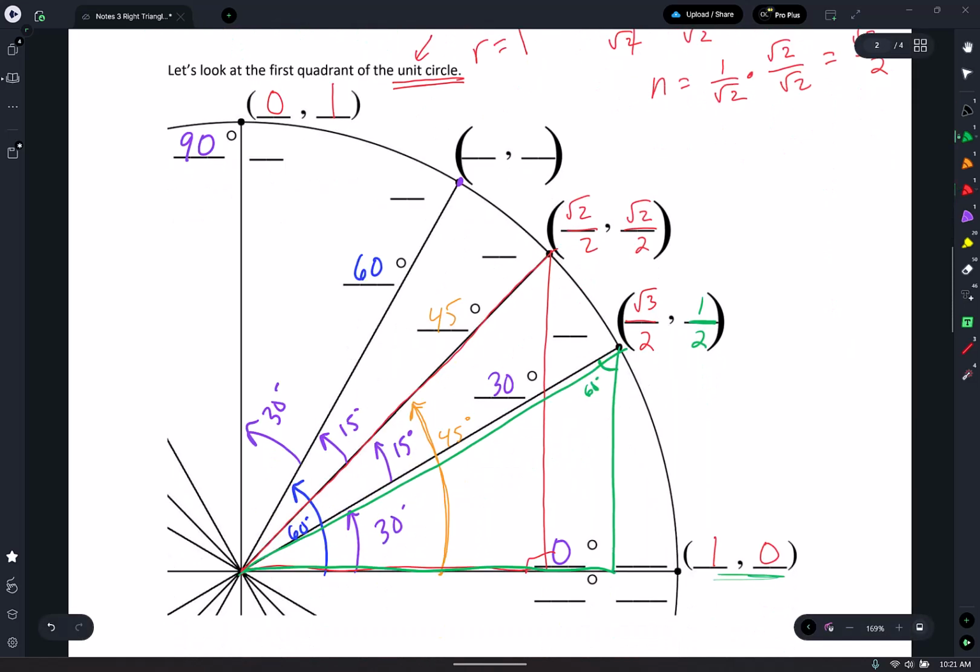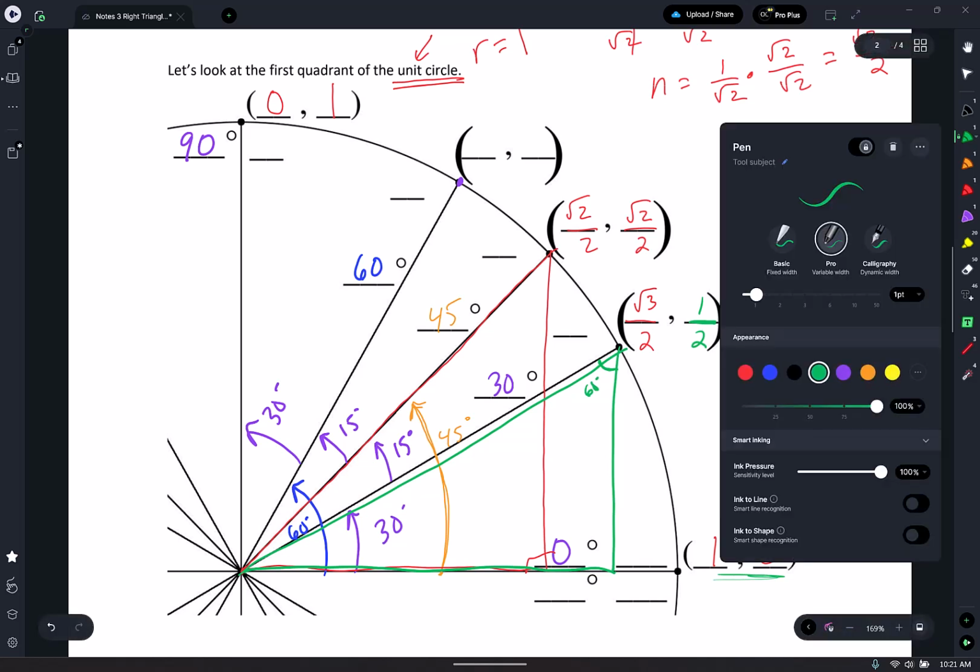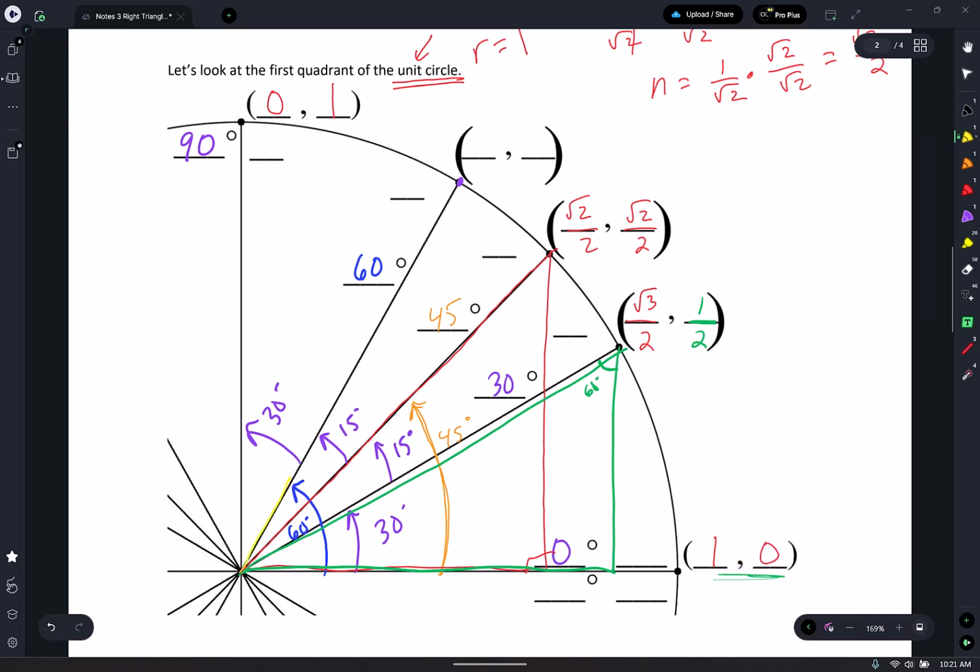All right, guys, there's another 30, 60, 90 triangle in here. Do you guys see it? I'm going to write it in purple. No, not purple. What color do you guys want? Yellow? Can we even see yellow? Oh, yeah, kind of. But we can see it, right? That triangle in yellow is another 30, 60, 90 triangle, guys.